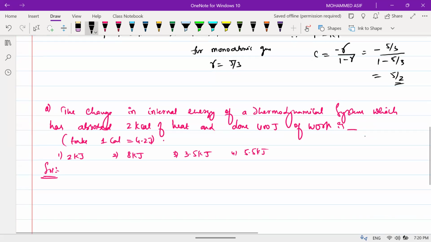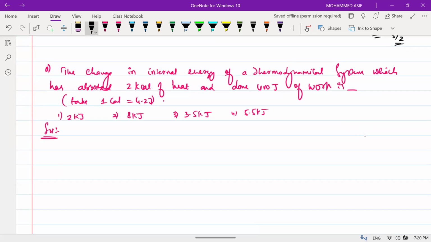How much are you getting? The change in internal energy of a thermodynamical system which has absorbed 2 kilocalories of heat and done 400 joules of work. That means Q equals 2 kilocalorie, that is 2 into 10 to the power of 3 into 4.2, because 1 calorie equals 4.2 joules. That will be 8400 joules. And work done is given as 400 joules.